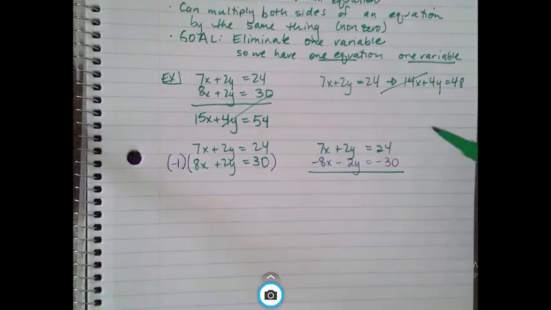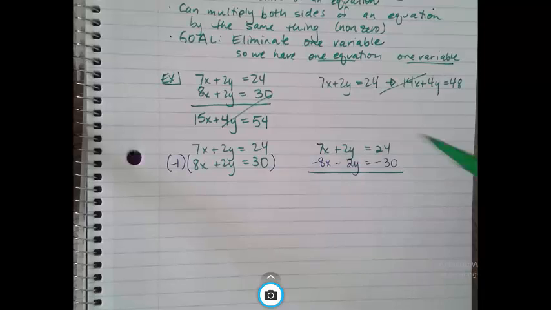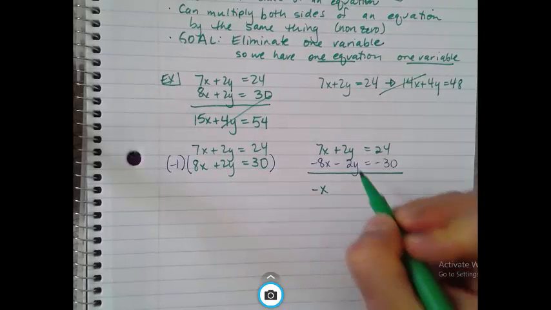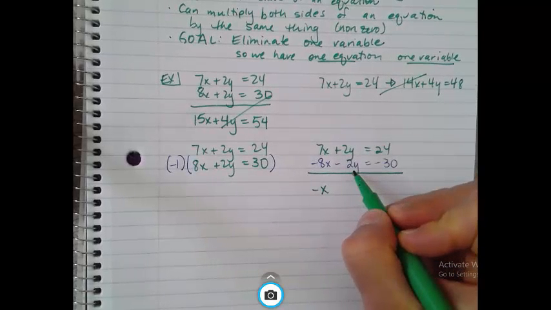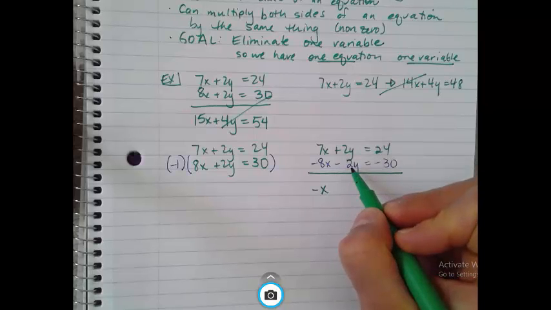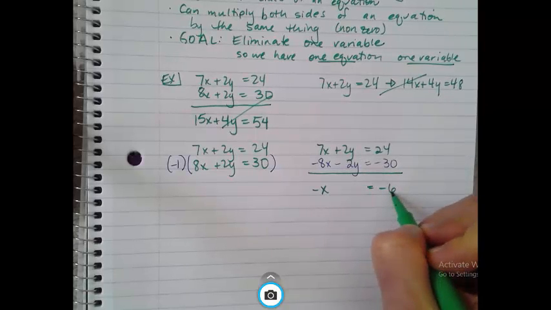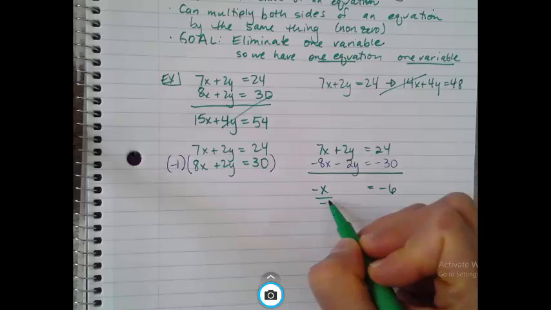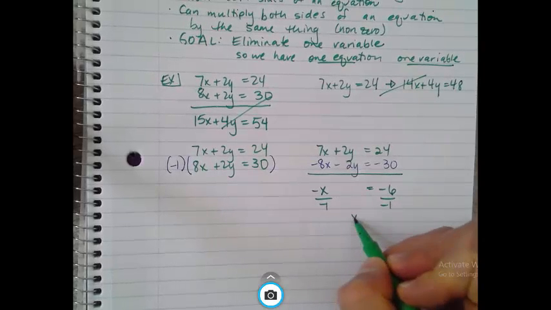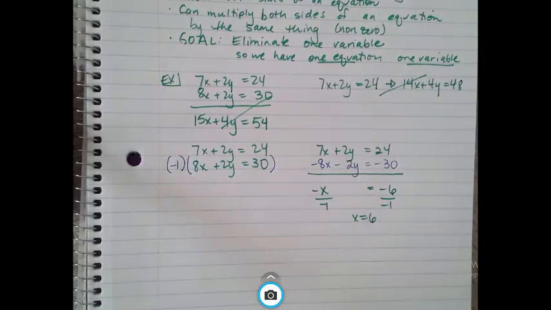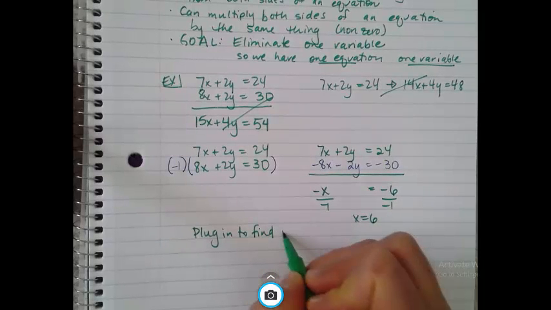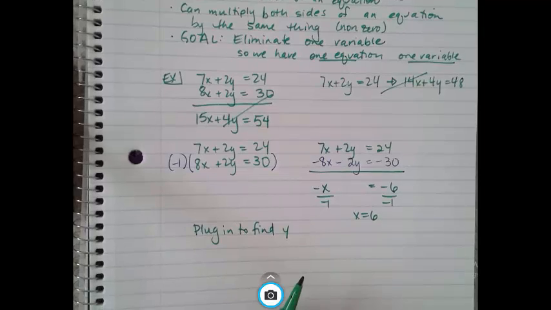Now, when I do 7x minus 8x, that gives me -x. But here I've got 0, which was my goal. I've eliminated the y's. And here I've got -6. So if I divide by -1, I get x equals 6. Now, how do I find the y? I've got to plug back in to find it. I can use either equation. I'll use the first one.